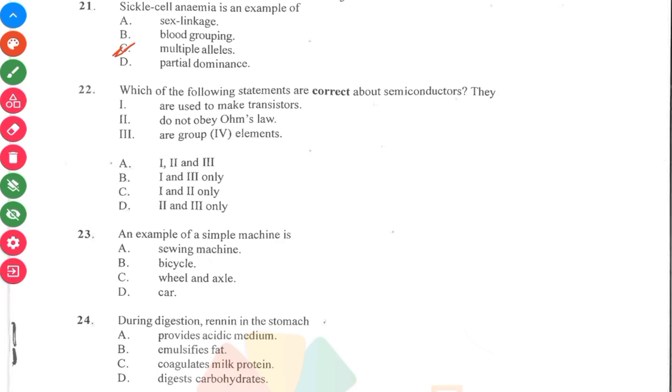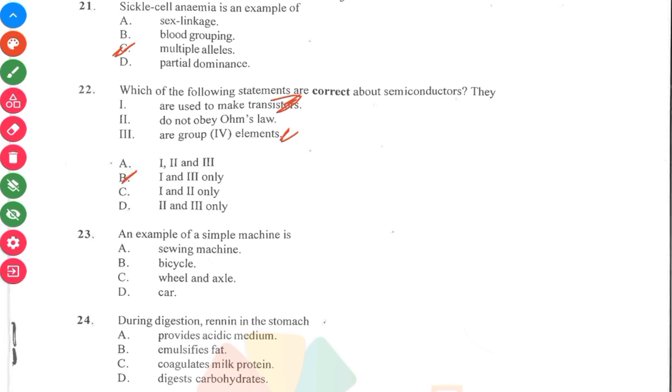Question number 22. Which of the following statements are correct about semiconductors? They are used to make transistors. They do not obey Ohm's law. They are group 4 elements. The answer is I and II, so the answer is B.